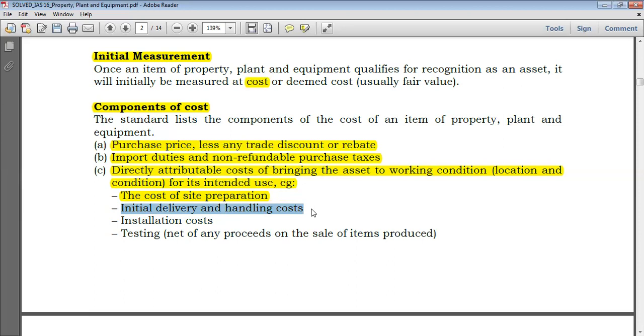Initial delivery and rendering cost. Let's say you bought a machine and you took it from the ferry to your place of installation. That's the delivery cost and handling. So that cost is also capitalized.